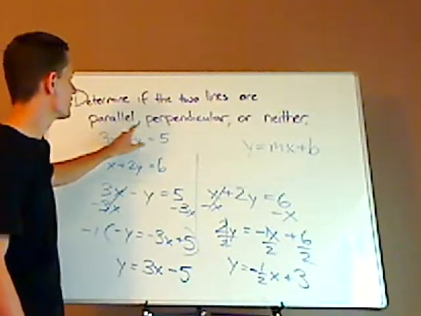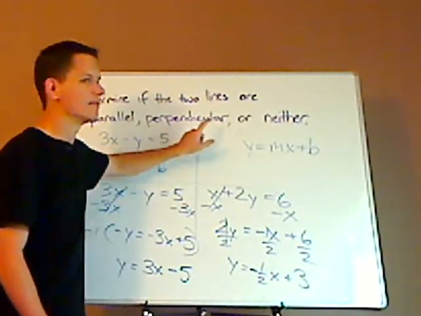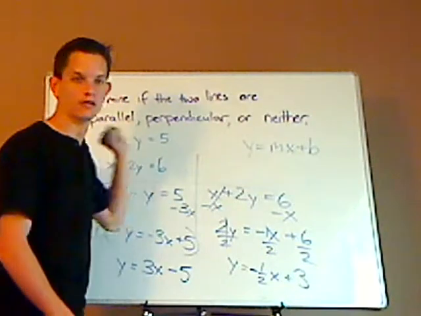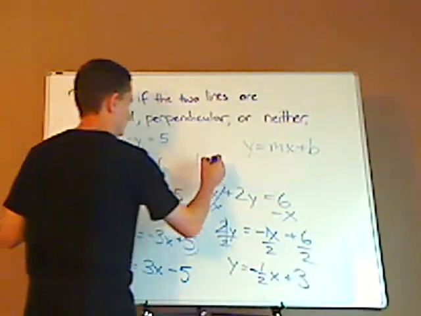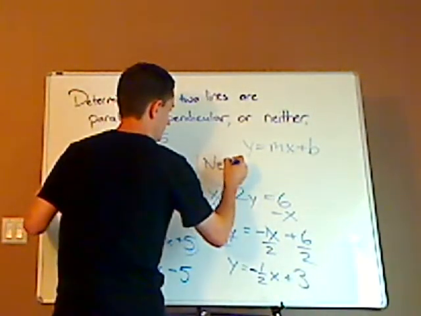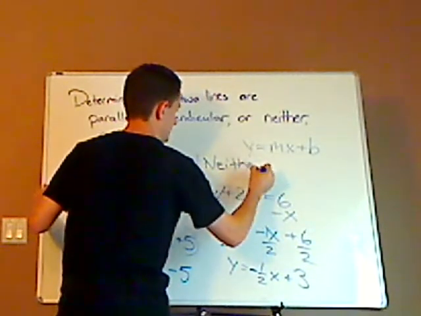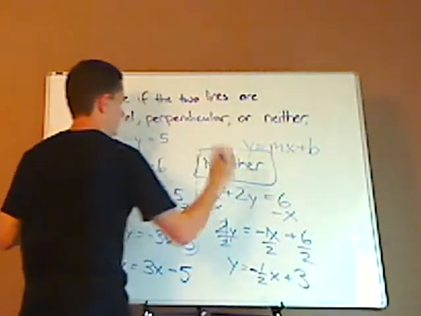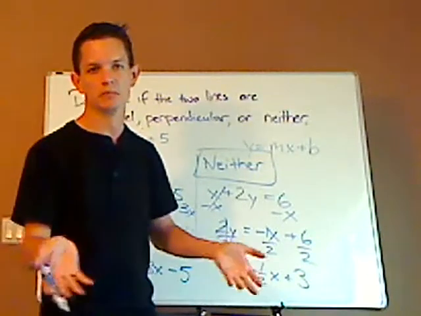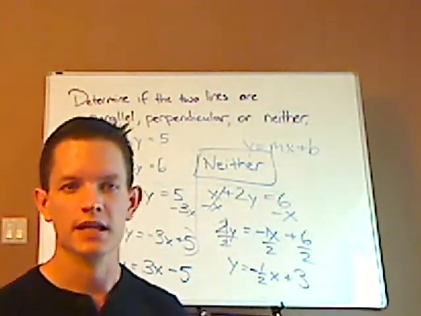So if they're not parallel, they're not perpendicular, that means that they're neither by process of elimination. So the answer is neither. Or neither, tomato, tomato. And that's it.